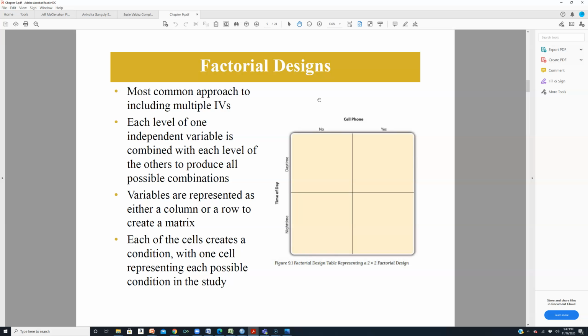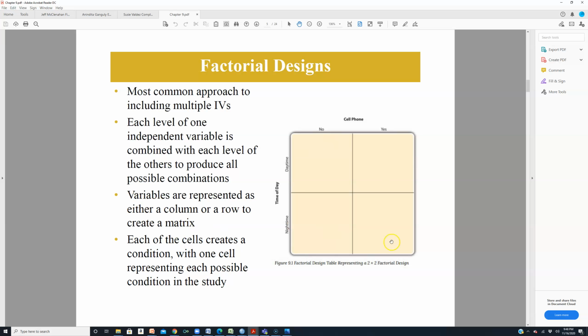As I mentioned, each level of the IV, so in this case, cell phone use, no or yes, and in this case, time of day, nighttime or daytime. No is with daytime and nighttime, yes is with daytime and nighttime, daytime is with no and yes, and nighttime is with no and yes. So each level of one independent variable is combined with each level of the other independent variable. However many levels I have in the variables, I can multiply those out to determine how many cells or separate conditions I have for the study.